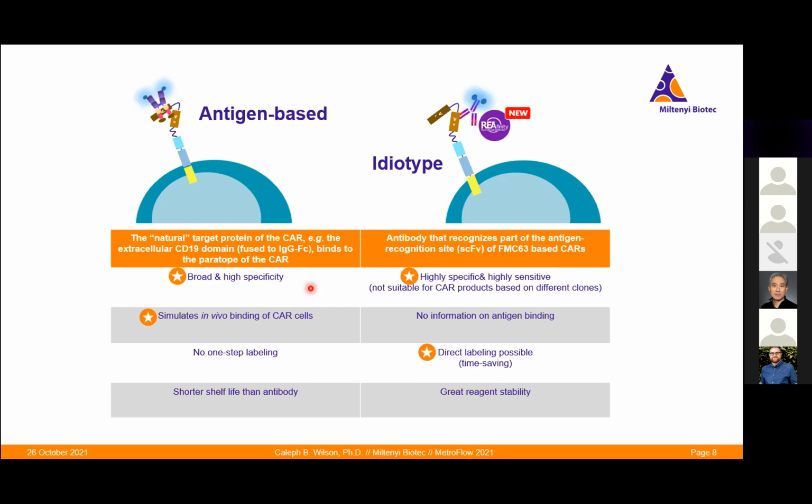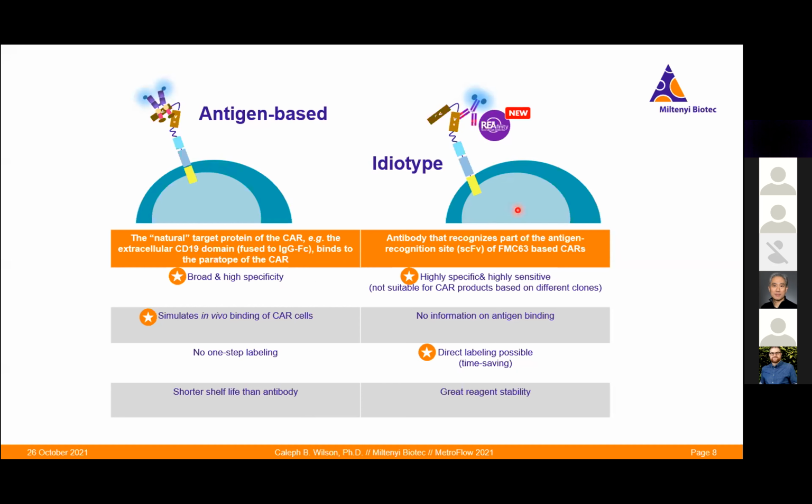And then in most cases, these are not directly conjugated to a fluorochrome. So you will have some secondary steps. So it's not a one-step process. And in the case of a lot of these, depending on which ones they are in context of ours, the shelf life is not as long as an antibody. So we have to consider that.